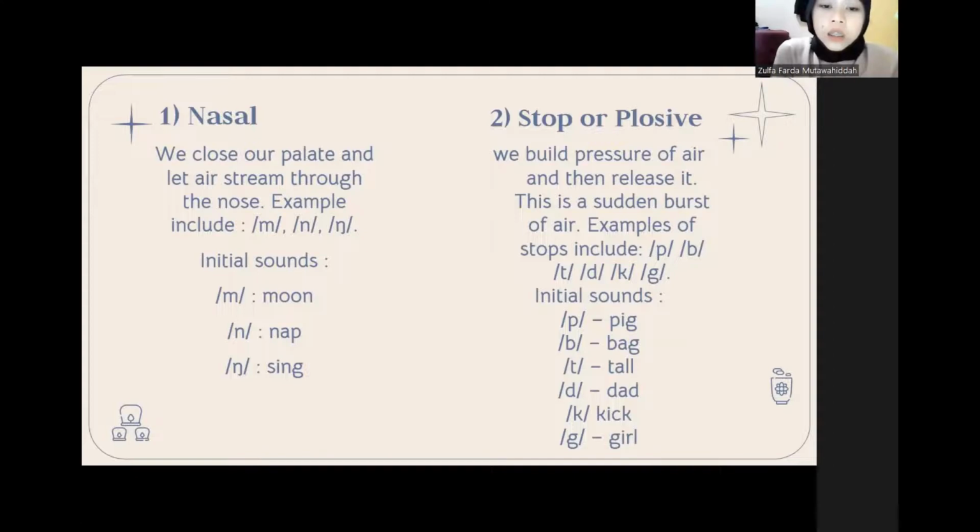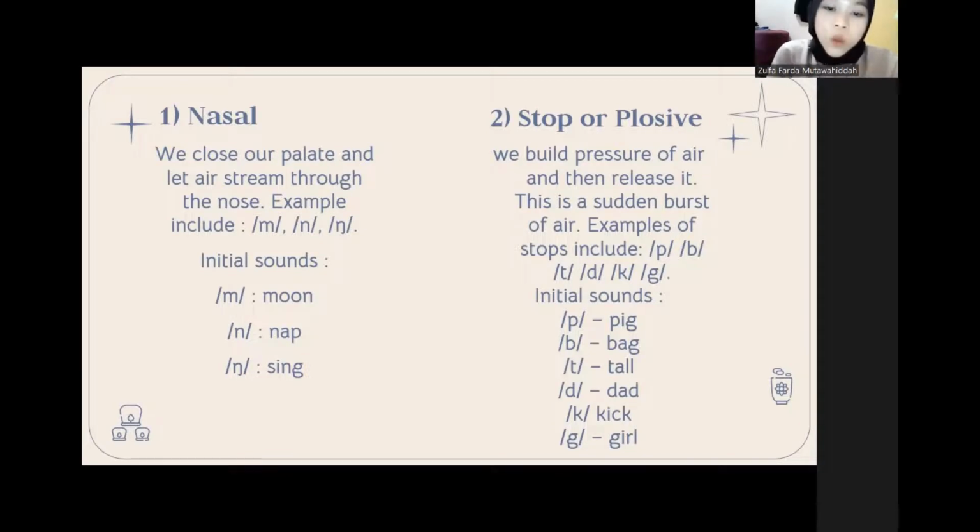Then the word is bag. The word is tall. The oral passage is blocked by pressing the tongue tip against the alveolar ridge. So it becomes alveolar. And the word is dead. The oral passage is blocked by pressing the tongue tip against the alveolar ridge. So it becomes alveolar. And then the word is kick.